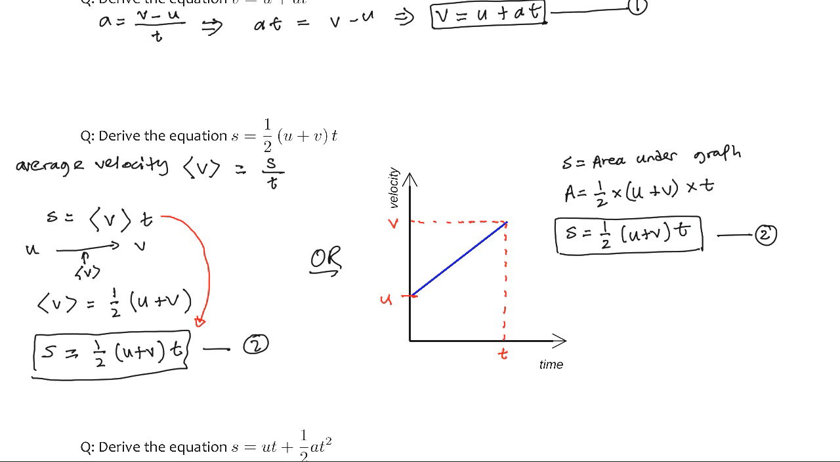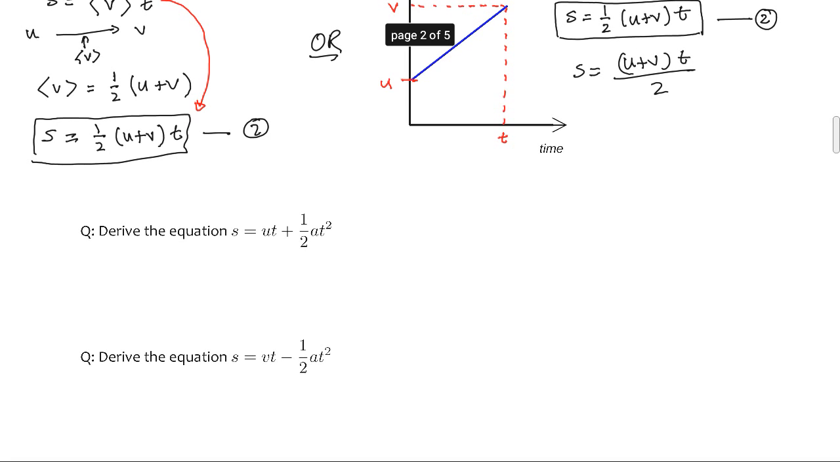Of course, this can be written in different ways. Some people will write it like s is equal to half u plus v into t. Some people write it as s is equal to (u plus v) t divided by 2, but it's the same thing. It's just a different way of writing it. It looks different, but it's just the same thing.